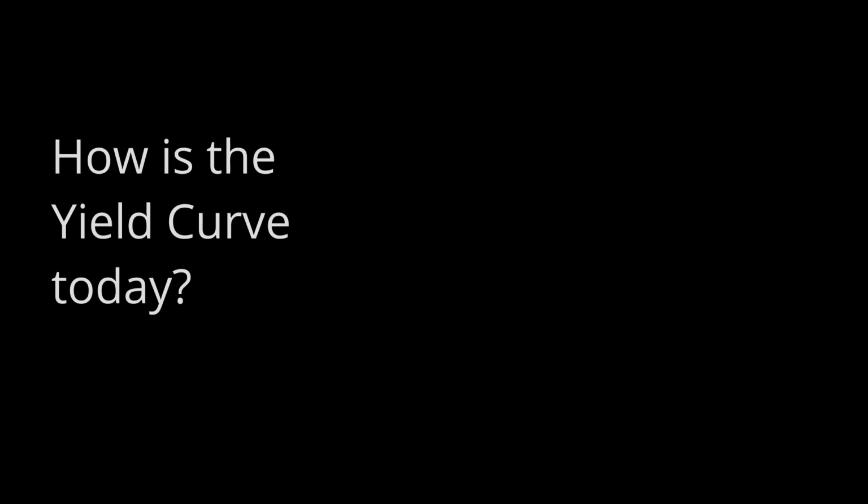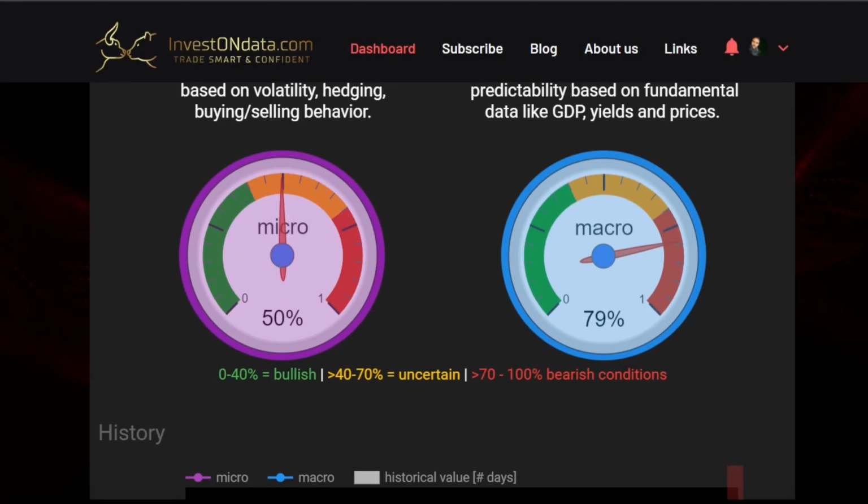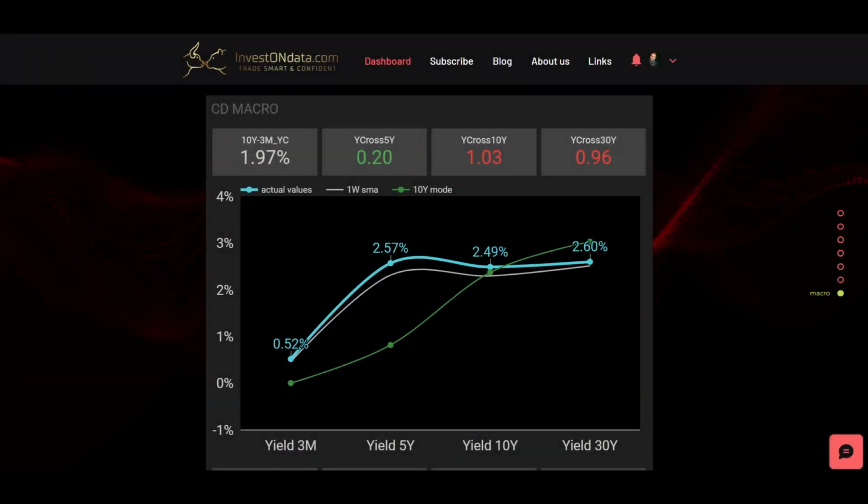Current situation. Let's take a look at the current values and move to our macro dashboard. You will find 3 graphs here. The blue graph shows the yield curve as of today. You can read the actual rates at the corresponding index. The 30-year rate is at 2.6% as of today. The 3 months rate is 0.52%.